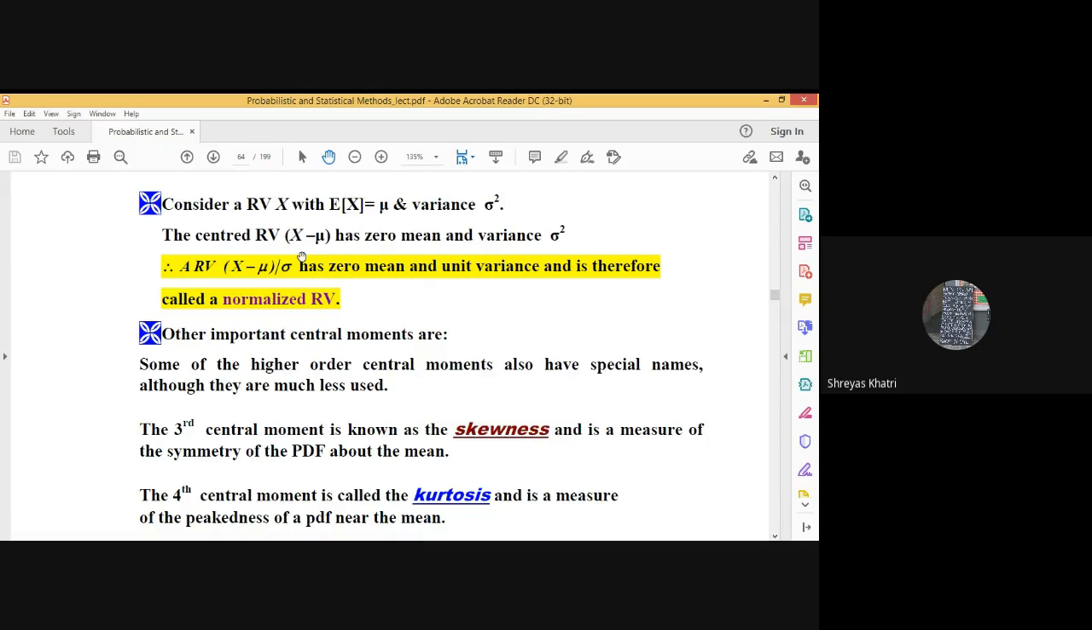So, sir, basically, what we will do is normalize it to mean zero and standard deviation one, right? That is what you are doing. That's true.